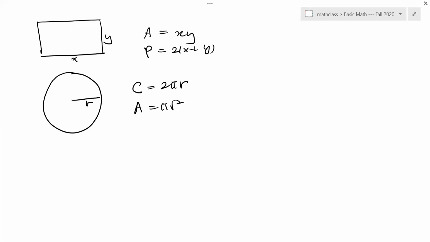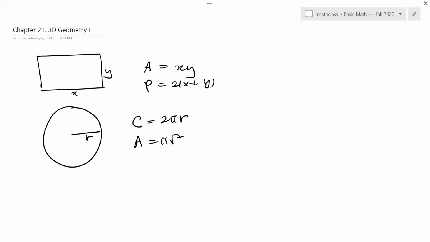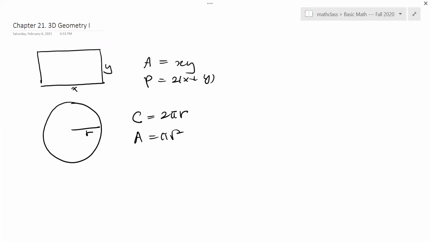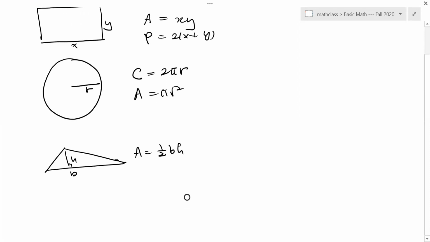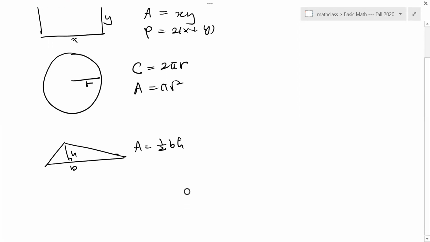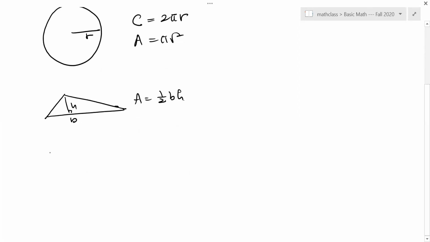And of course we can study triangles, the area formula for the triangle. A triangle is just half of the rectangle. We know the formula for the area of a triangle: the area is going to be half of b times h. We also have other formulas for the triangle, but we don't need to know them right now.